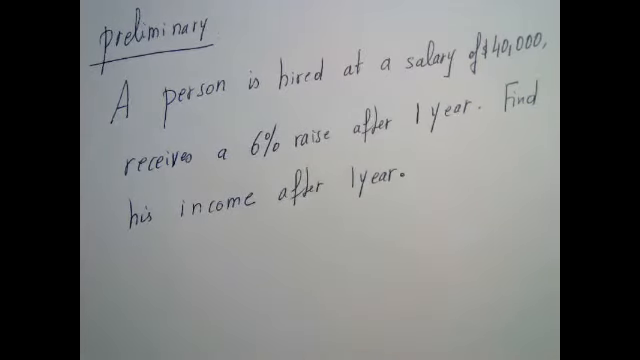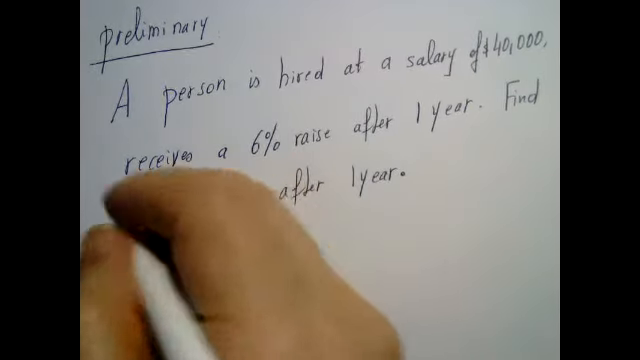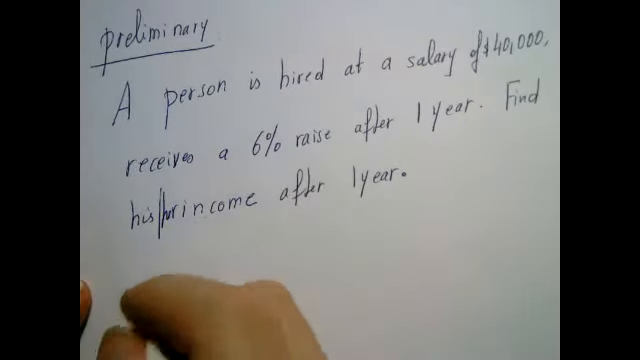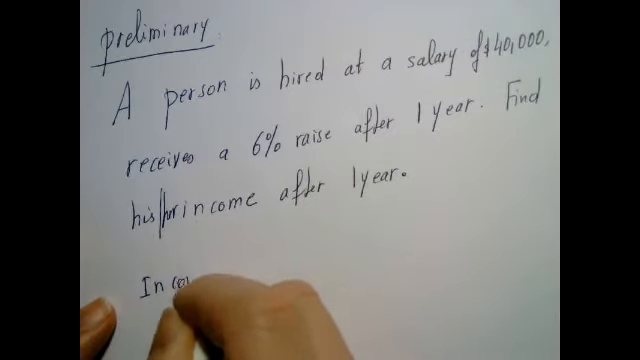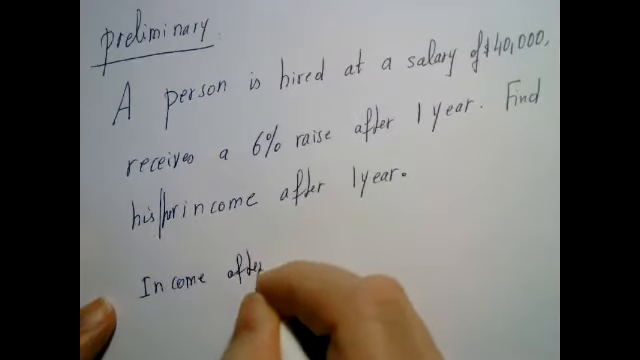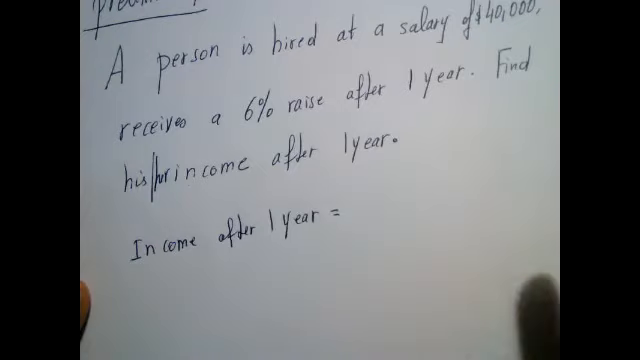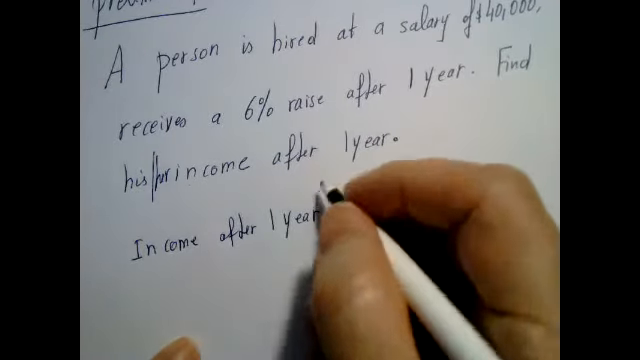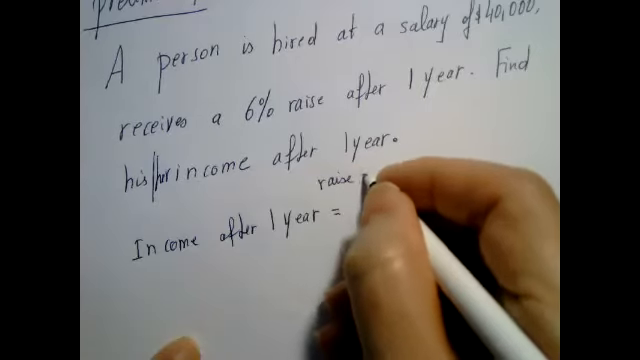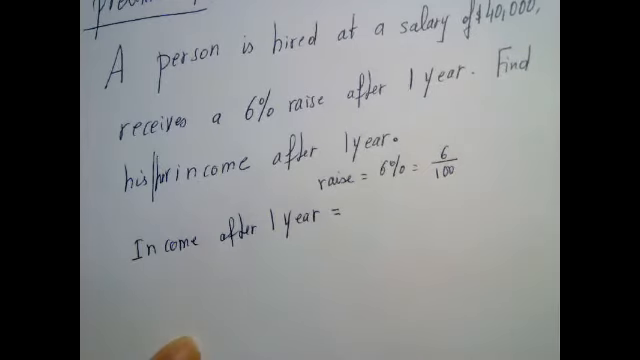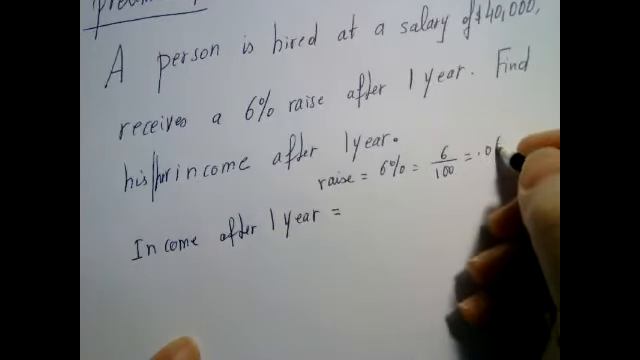6% raise, so you get a percentage. Find his or her income, my apology. Find his or her income after 1 year. All right, so we're gonna do this problem in 2 ways. So income after 1 year. Okay, now how would you do this problem? So the raise is 6%. It means 6 over 100. That's what 6% is, which is 0.06.